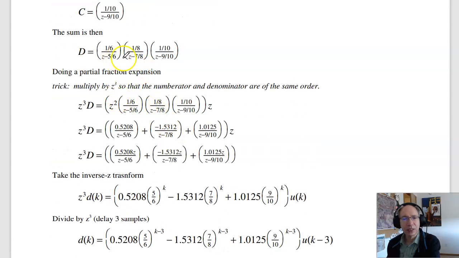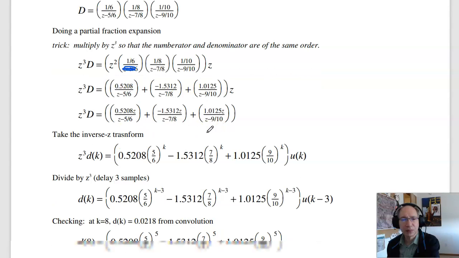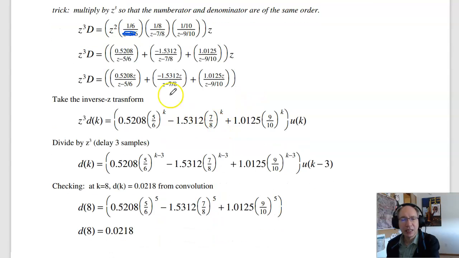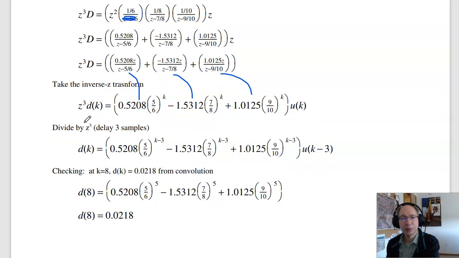So again, doing the trick, this is a third order denominator, so let's multiply by z cubed to make it a third order numerator. Keep one of the z's outside, do the partial fraction on the inside. Again, to get the 5/6 term, I cover up the 5/6, plug in z as 5/6 everywhere, and I get 0.5208. Likewise for the other terms. Multiply through by z, I can now take the inverse z-transform. This is 0.5208 times 5/6 to the k, minus 1.53 times 7/8 to the k, plus 1.01 times 9/10 to the k. Now divide by z cubed, which means delay everything by 3. Also all the k's go to k minus 3.